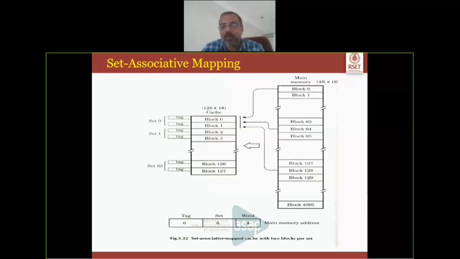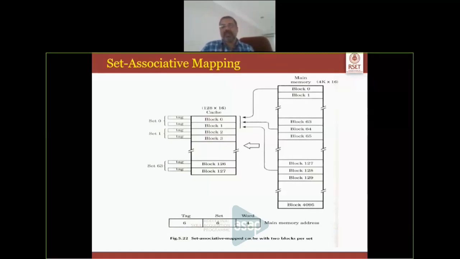Now, again, the four bits in the main memory address are used to identify the location in each block, because in each block there are 16 locations. 2 raised to 4 is enough. And here the most significant 6 bits are used to identify the tag. 2 raised to 6 is 64. That means that 64 tags are there. The most significant 6 bits are used to determine the tag. And the middle 6 bits are used to identify the set.